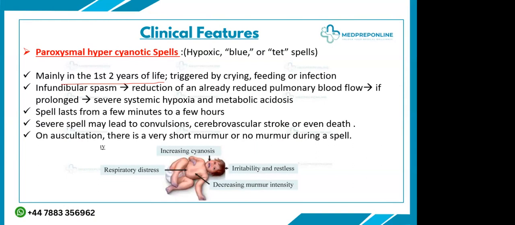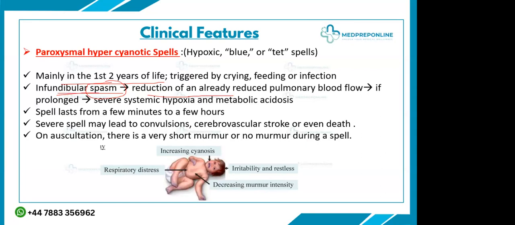When the baby is crying, or there is any ongoing viral infection, or you have given any painful stimulus, like taking an IV line or pricking for a blood sample, the baby starts crying, and ultimately it goes into the TET spell. What is going to happen? There will be infundibular spasm. The infundibulum is a part of the pulmonary valve. It is present at the opening of the pulmonary valve, and when it goes into spasm, it obstructs the pulmonary valve and reduces the flow of blood across to the pulmonary artery.